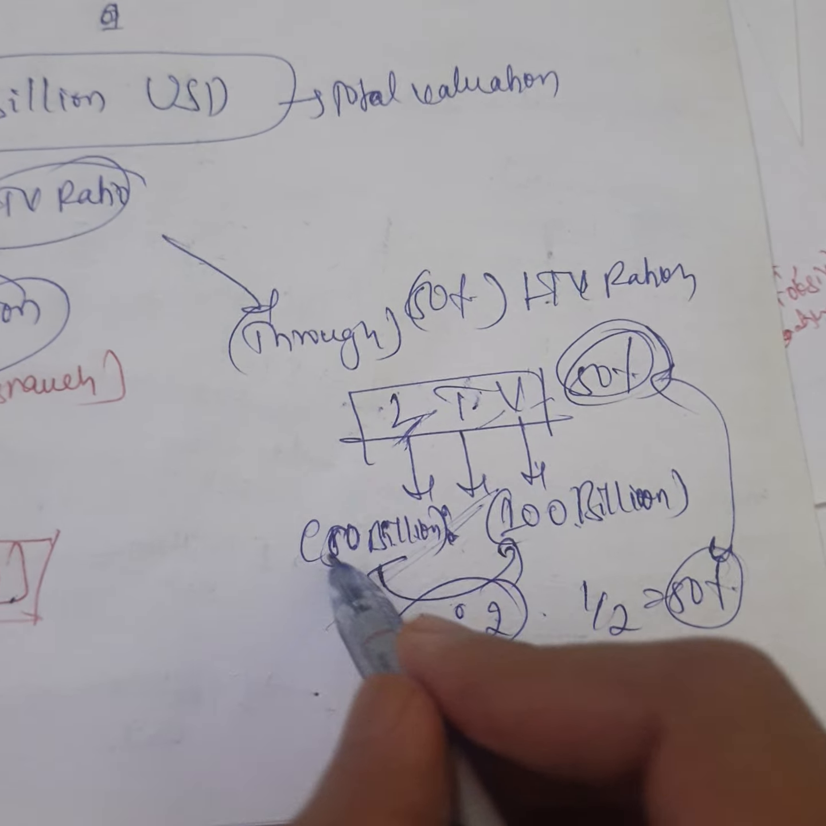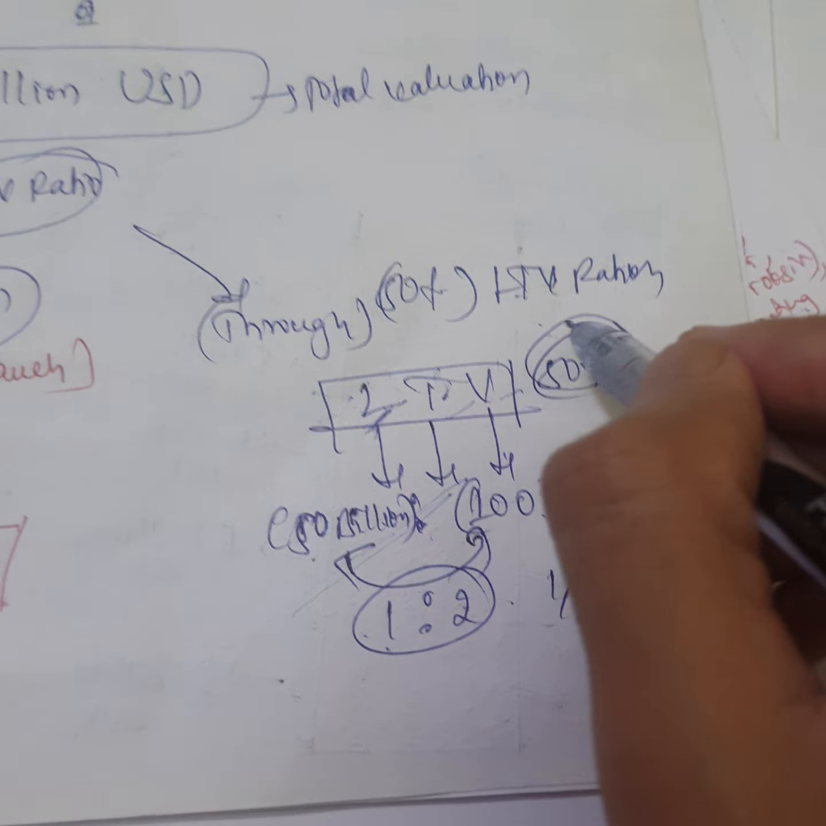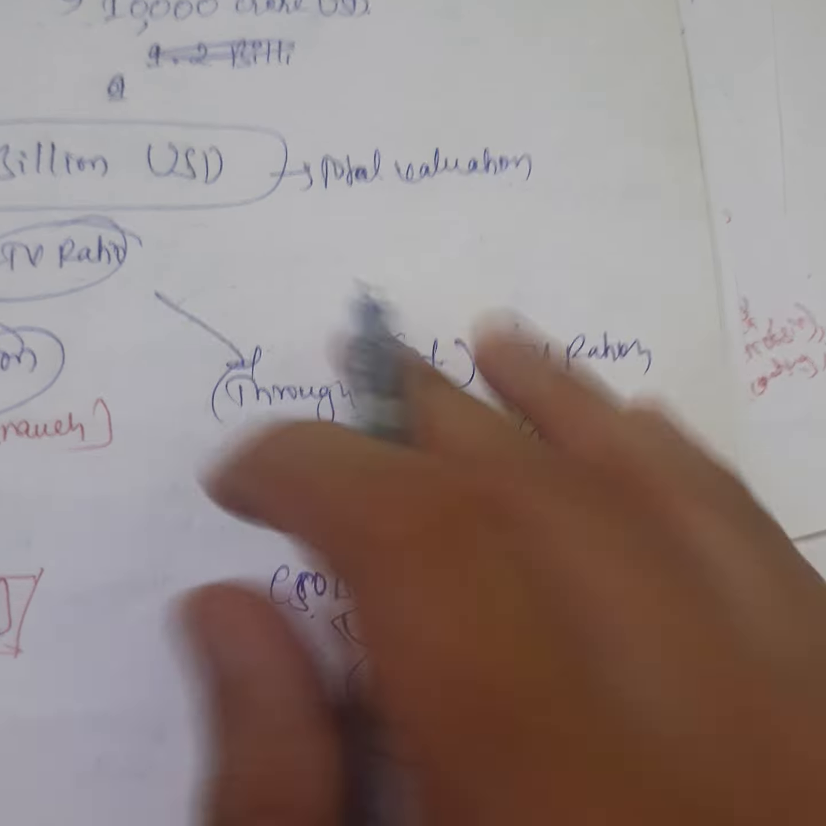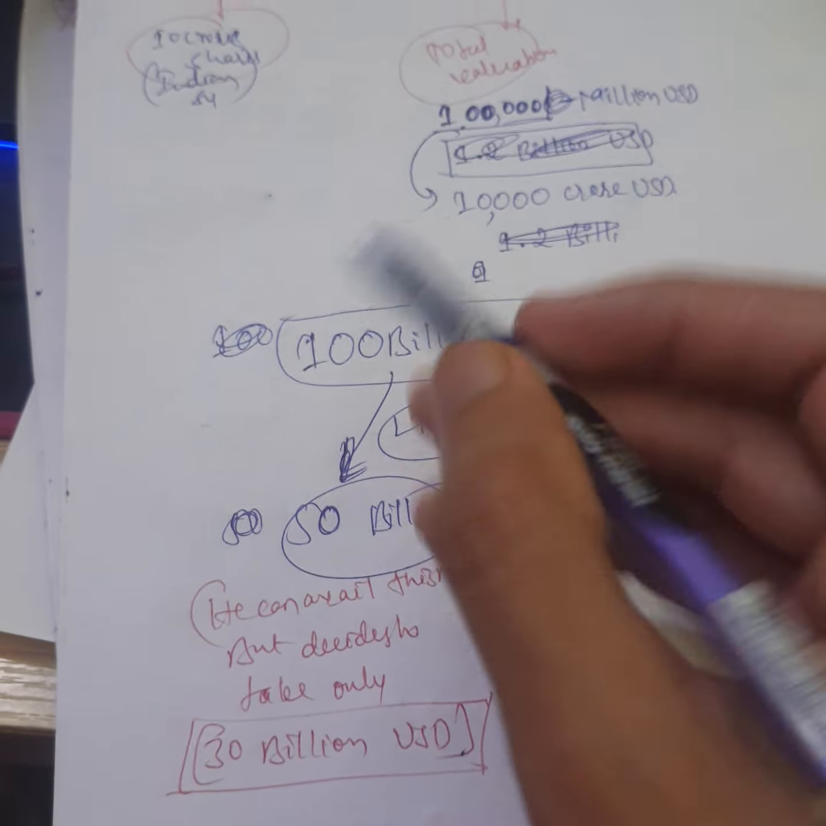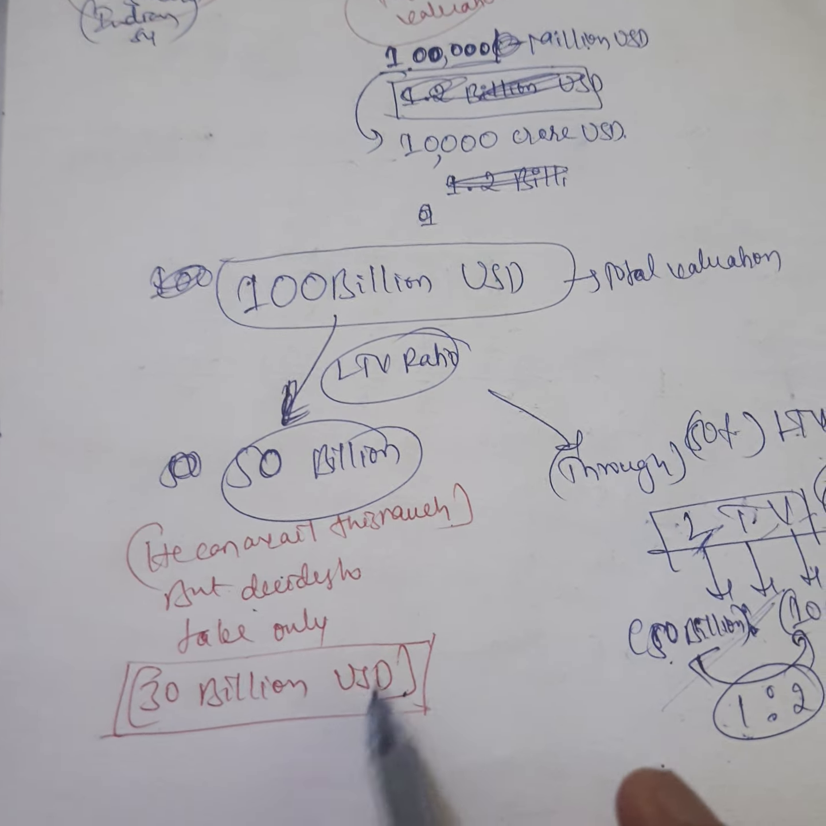50% is the LTV ratio, so 1:2, 1/2, 50%. This is how you have to calculate it. He can avail this much, but he decides to take only 30 billion. It's up to his choice; he can take it or he can reject it. In this case, he decided on just 30 billion only.